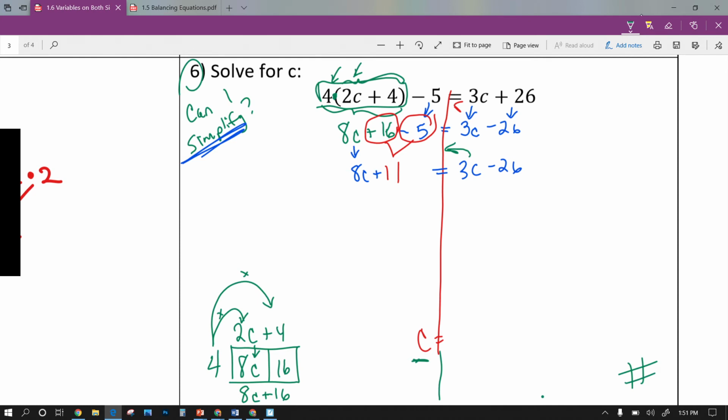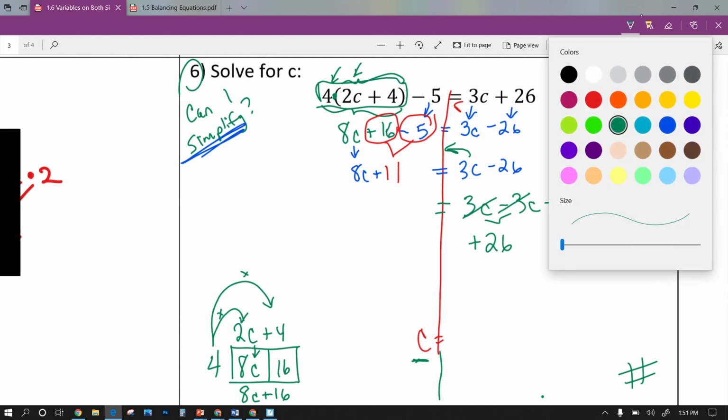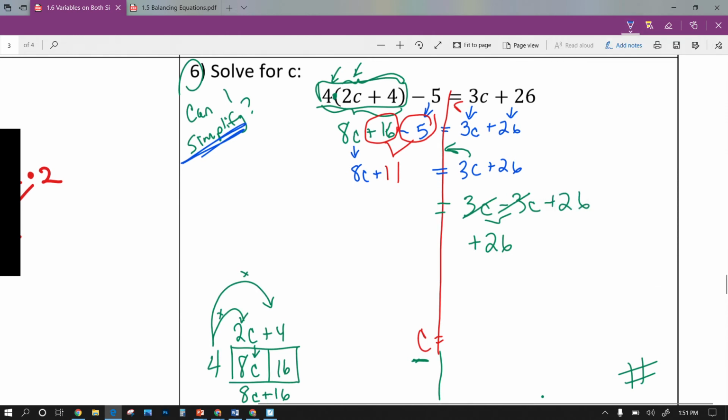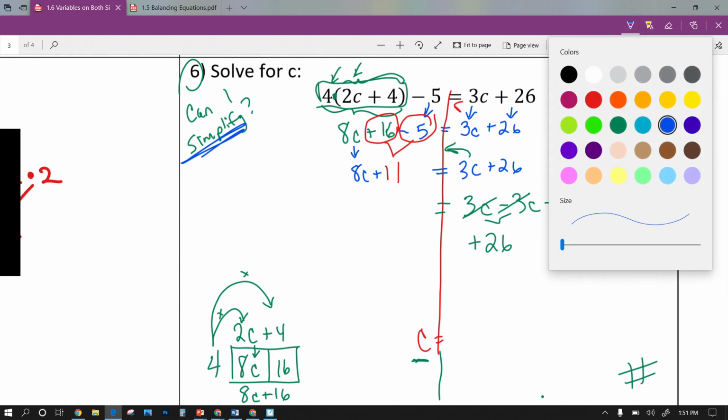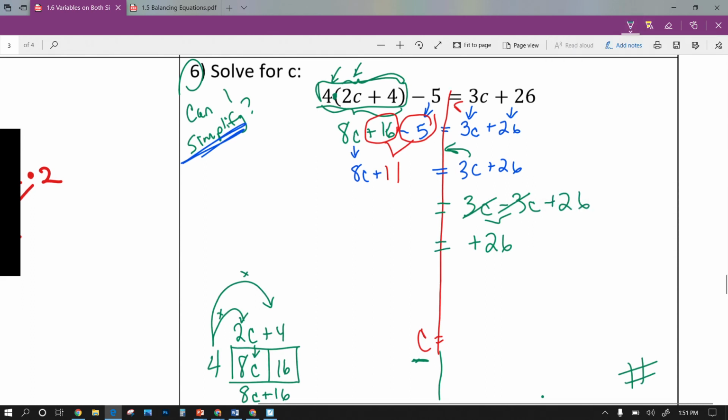And I'm going to get rid of 3c by subtracting 3c from it. I'm going to use inverse operation. So I have a positive 3c. I'm going to subtract 3c. 3c minus 3c is equal to 0. Anything plus or minus 0 is just itself, which means on the right side of this equation, I just have a positive 26. It's like I lost my sign throughout there. So I just have a positive 26 on the right side.